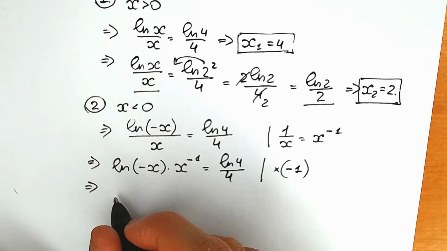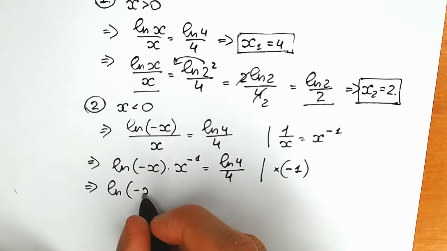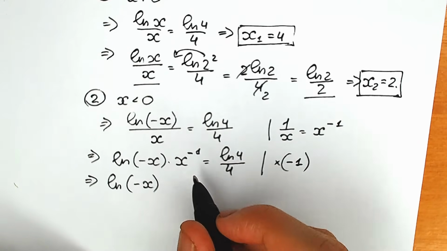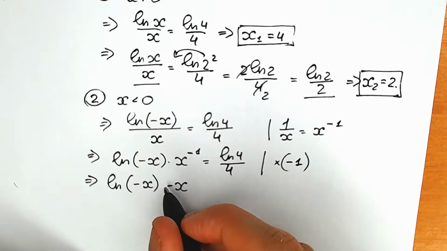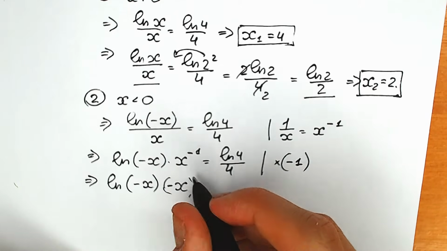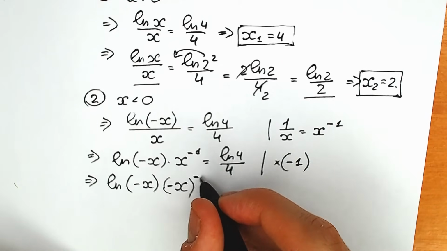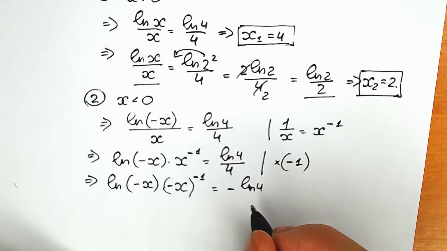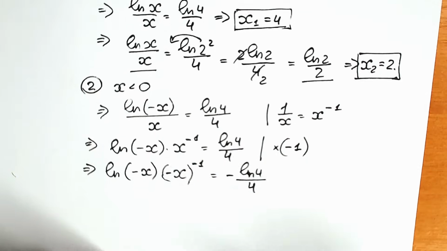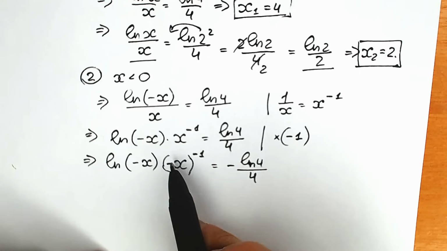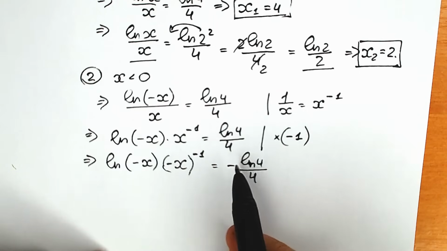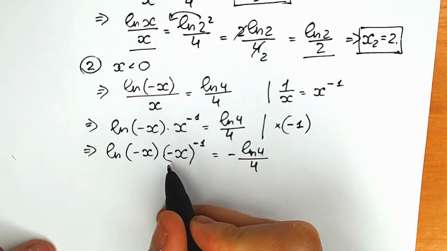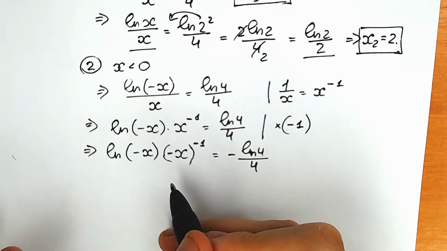We have the same beginning, so natural log of minus x. Right here, I'm going to put this minus in this x. So instead of this x, I'm going to write minus x to the power minus 1, equal to minus natural log 4 over 4. So I just multiplied both sides by minus 1, and here we have our minus on the right side.